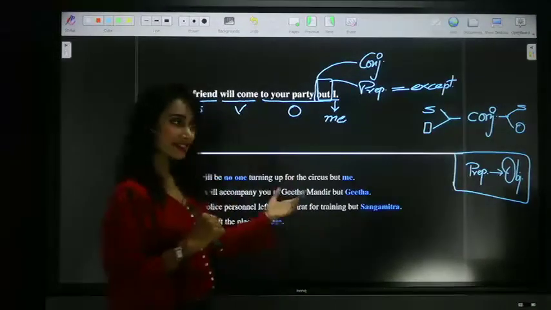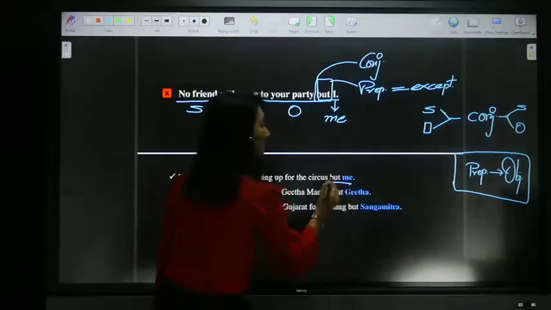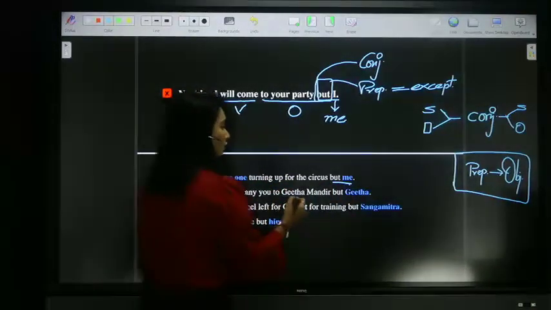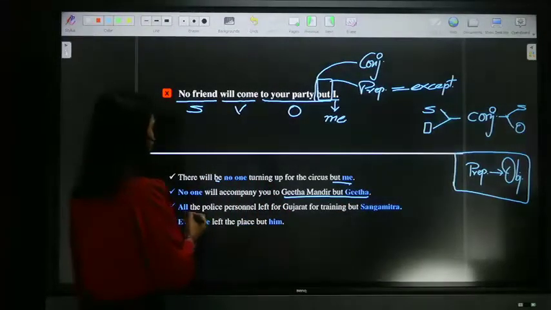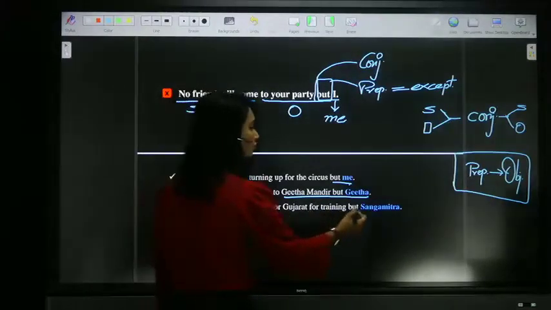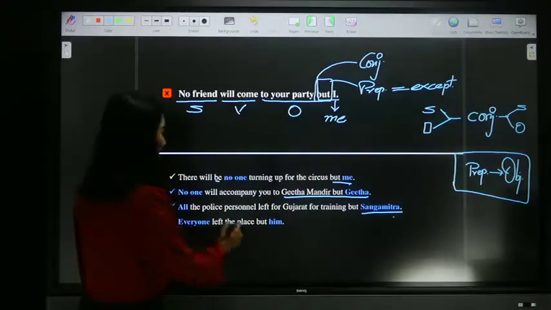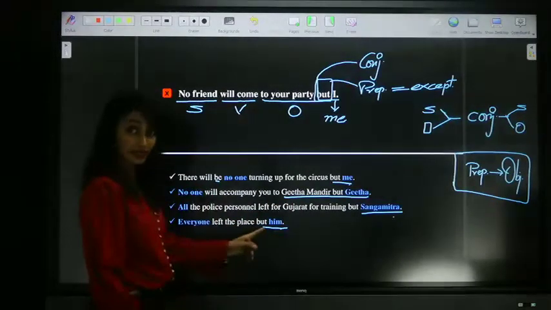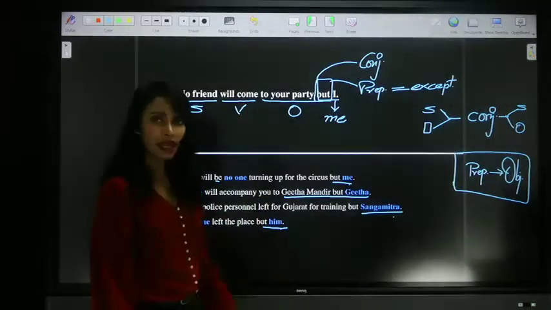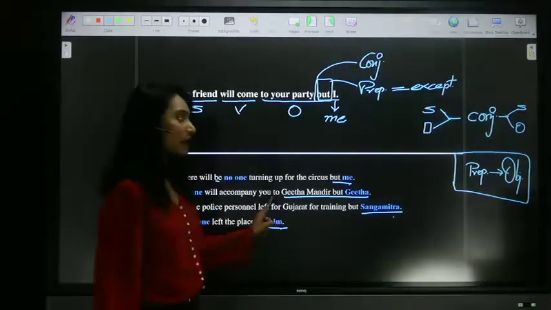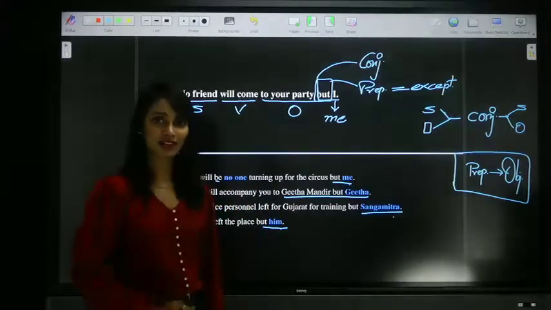So look at these examples. There will be no one turning up for the circus but me. No one will accompany to Gita Mandir but Gita. Here we have used a noun. It's not a problem. All the police personnel left for Gujarat for training but Sangamitra. Here again a noun. Everyone left the place but him. See, a pronoun. After but we have to use objective case, so it should be him. I hope it is clear to you guys. So do remember, after a preposition, it should always be objective case, not subjective case.